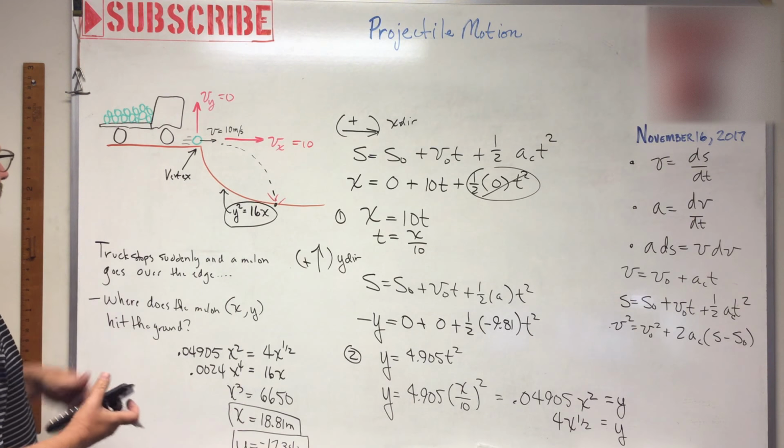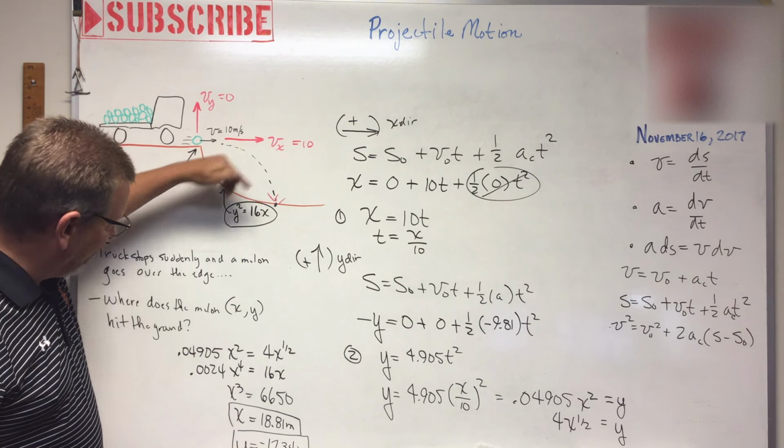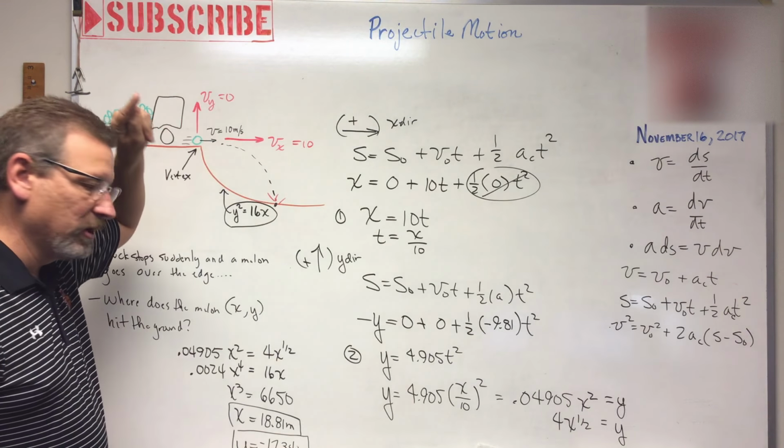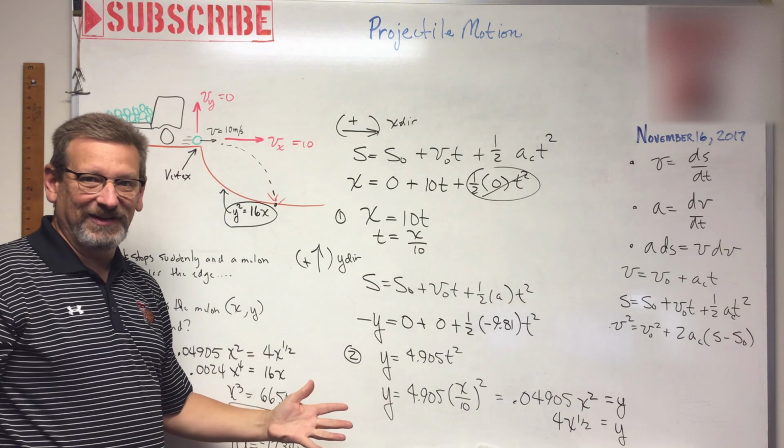Okay? So the thing goes 18.8 that way and 17.34 that way in the y direction, and that's where the watermelon splatters. Can we do it? We can do it.